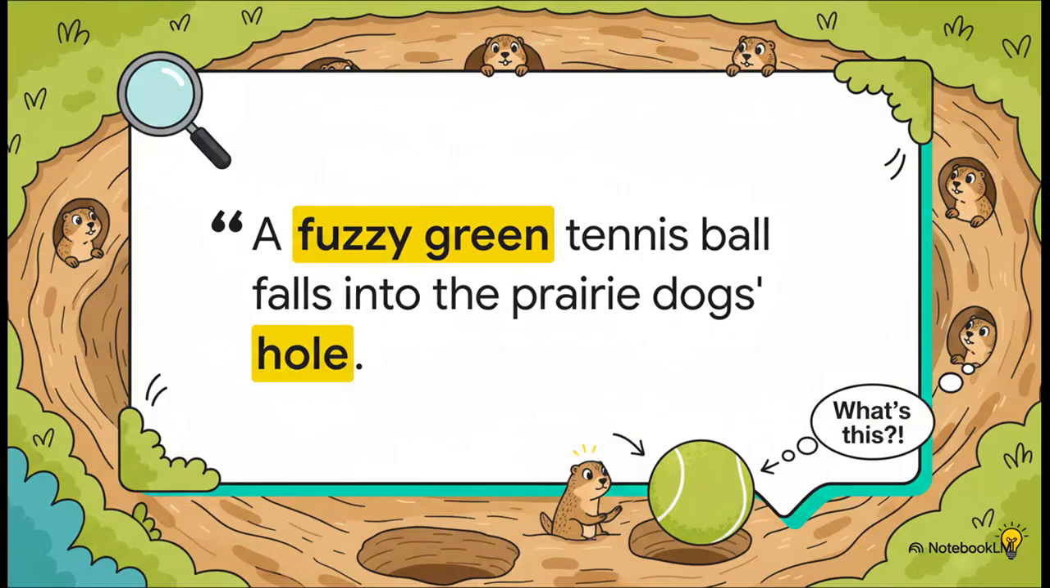Okay, let's dive into this story. It's called The Great Fuzz Frenzy. Here's how it all begins. A fuzzy green tennis ball falls into the prairie dog's hole. Whoa, can you picture that? A fuzzy green tennis ball? See, you already know what fuzzy and green are. Those are sense words. You're already using your sentence-building powers.